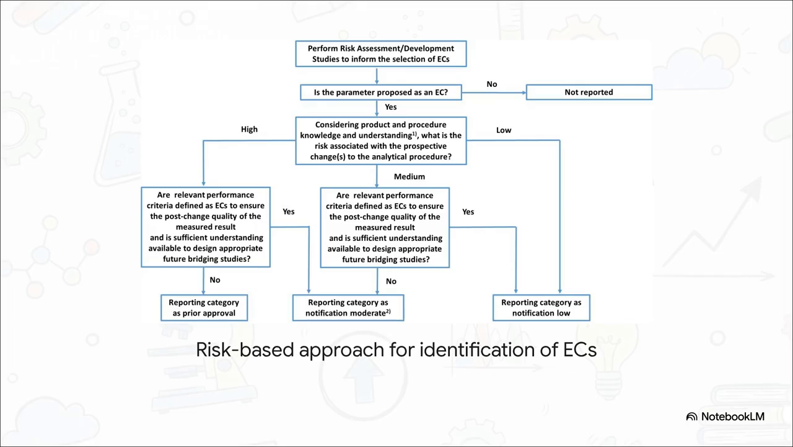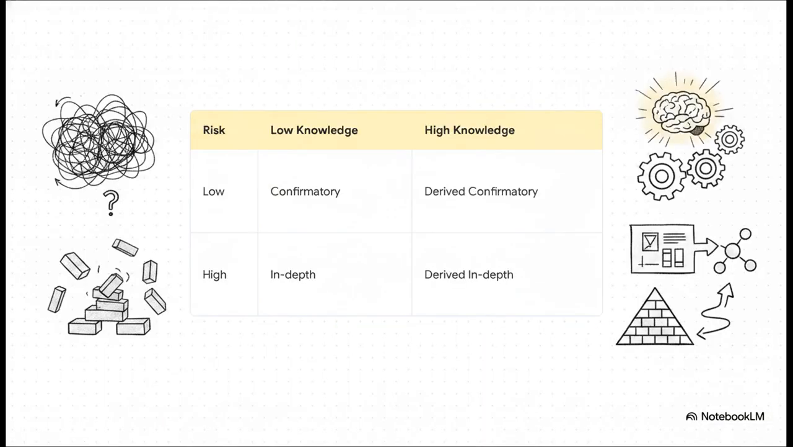This decision tree elegantly maps out how proposing ECs based on high, medium, or low risk dictates whether a future change is going to require prior approval or maybe just a simple notification. If you have sufficient understanding to design bridging studies, a change that might normally require a really lengthy prior approval could potentially drop down to a moderate or even low notification. So there's a very direct relationship here between your level of knowledge and the risk of a change. When you have high procedure understanding, meaning high knowledge, even high-risk changes can be managed with studies derived safely from prior knowledge. You aren't just starting from scratch every single time you need to adapt.